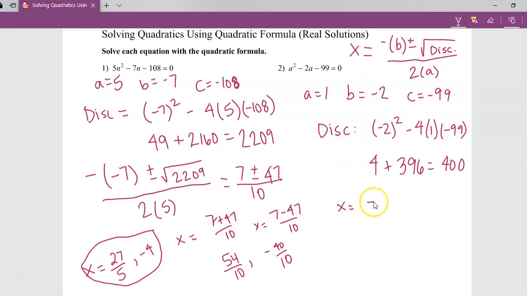X is equal to -b, and b is -2, plus or minus the square root of that discriminant that we just found, which is 400, all over 2 times a, and a is 1. So now I'm just going to simplify each one of these pieces separately. -2 becomes +2. The square root of 400 is not a perfect square, but remember 400, I can break that down. This is 4 times 100.